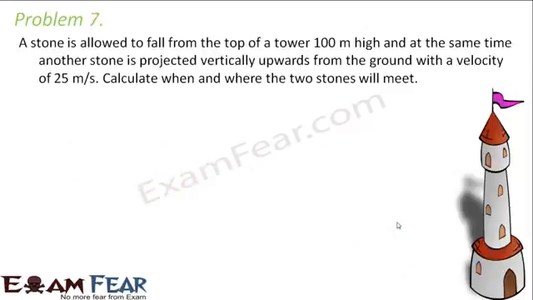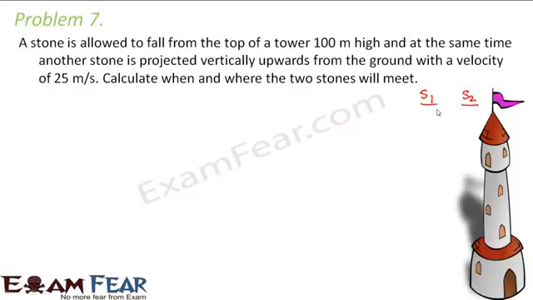Let us look at problem 7. Here the problem says a stone is allowed to fall from the top of a tower 100 meters high, and at the same time another stone is projected vertically upwards from the ground with a velocity of 25 meter per second. So let us suppose we have two stones, S1, stone 1 and S2, stone 2. These are the two stones.